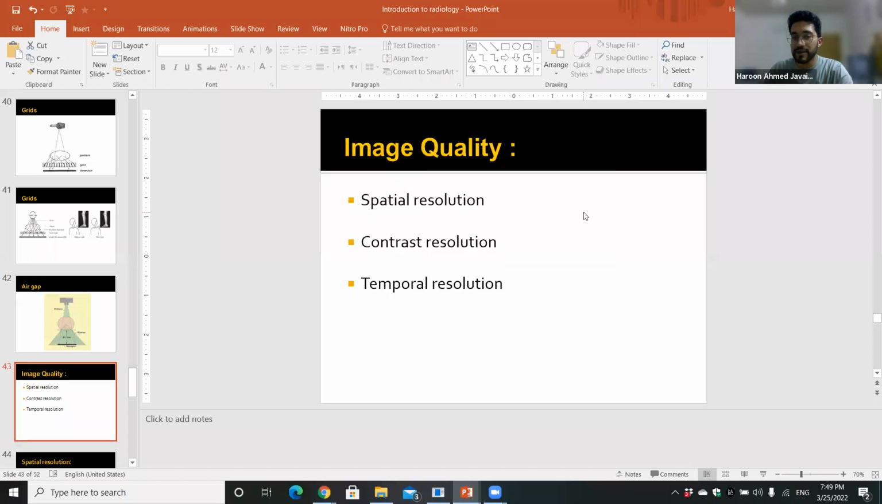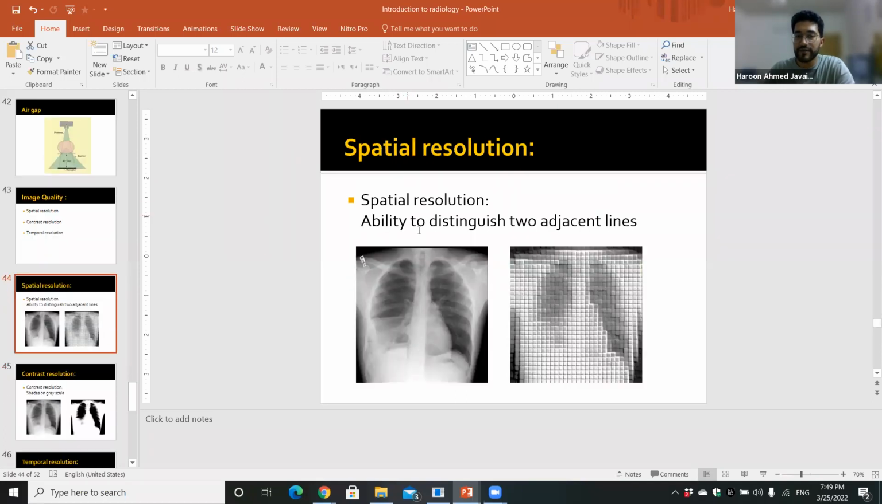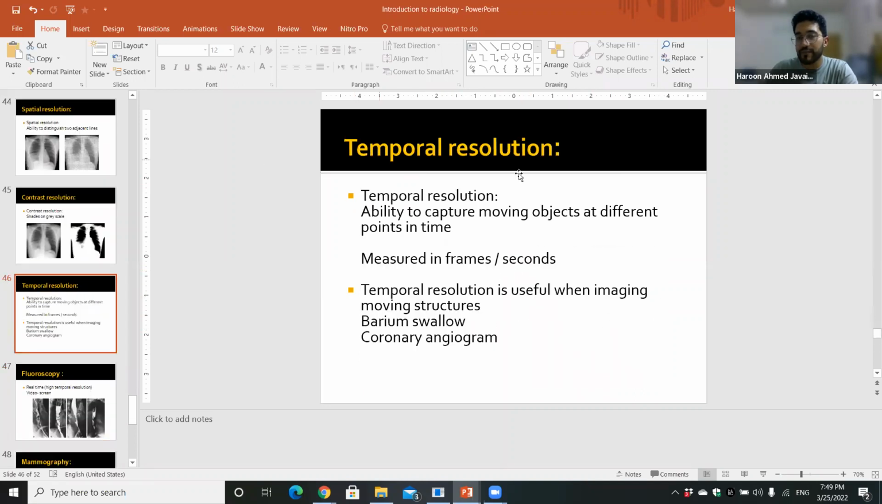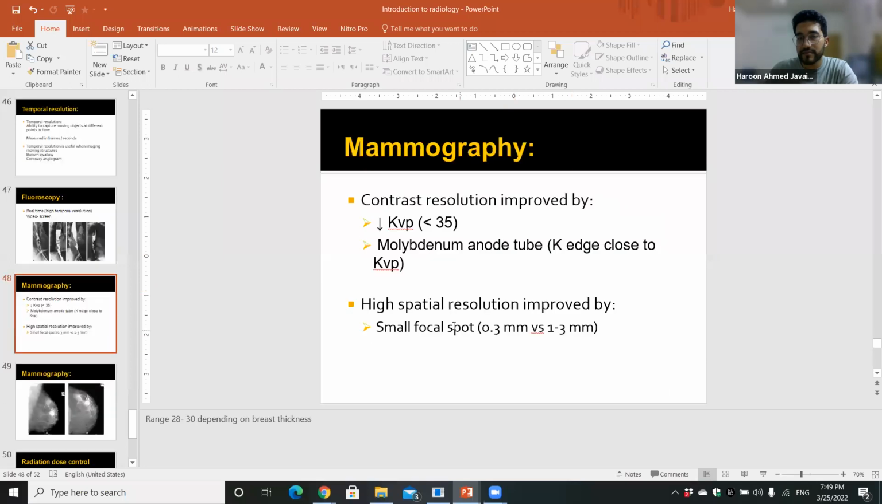There are three types of resolutions you need to know about. Spatial resolution is the ability to distinguish between two points. So over here, I can't tell the finer details apart, but I can tell a lot more over here. Contrast resolution is the difference in color. So over here, there are shades of gray, and over here, there's just black and white. And temporal resolution is basically just telling you about video quality.